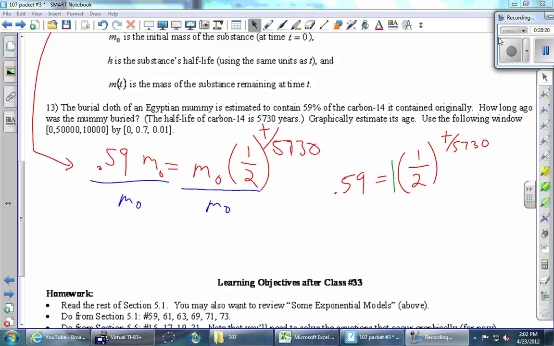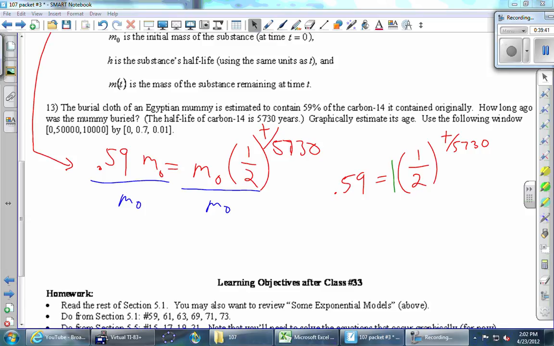Well, if we waited 5,730 years, how much stuff would still be there? 50%. Right, 50% would be there if you wait exactly 1 half-life. But we didn't quite get to 50%. We still have 59%. We have more than the 50%. So yeah, absolutely. It's going to take a little less than that 5,700 years.